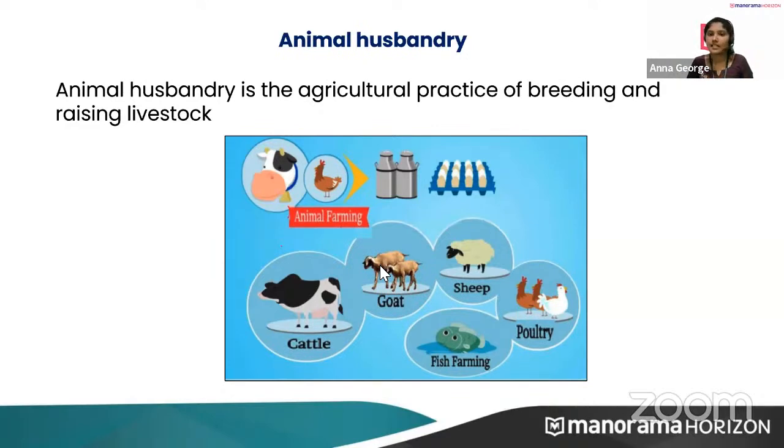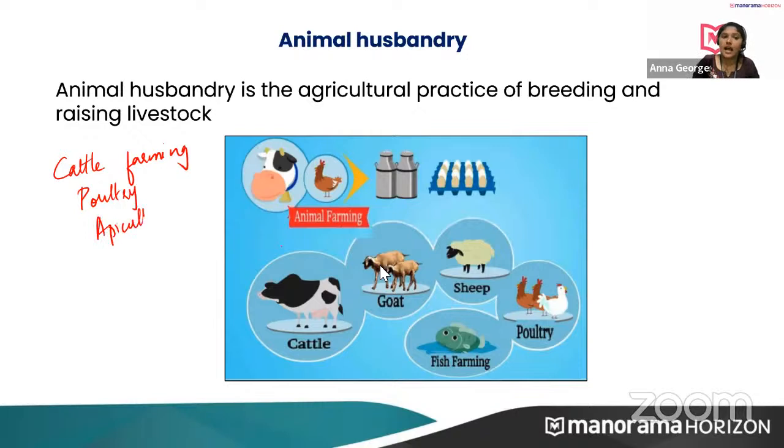Okay, is it clear? Like that, poultry farming is also there. What I have told just earlier is cattle farming. Like that, poultry farming is also there, that is for hens. Apiculture is there, that is for honeybees. So there are many ways by which we can do animal husbandry. Okay, is it clear?